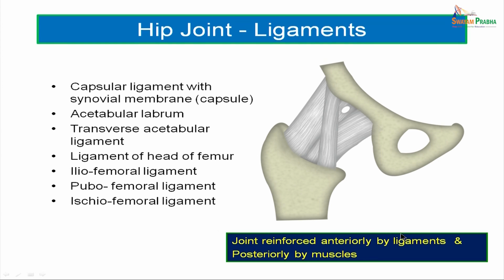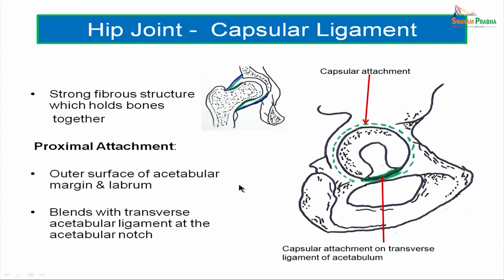Now it is very important to remember that this joint is reinforced anteriorly by strong ligaments, and the joint is reinforced posteriorly by strong muscles. We will see these relations when we come to the relations of the hip joint later in the lesson. So let us now start with the capsule of the hip joint.